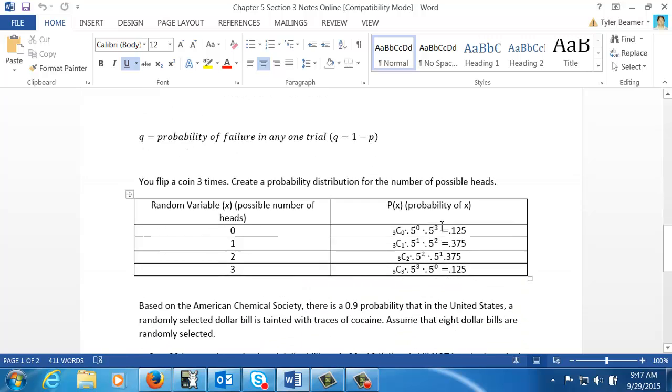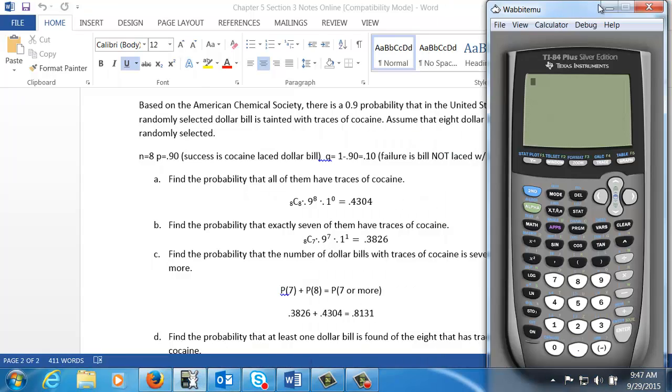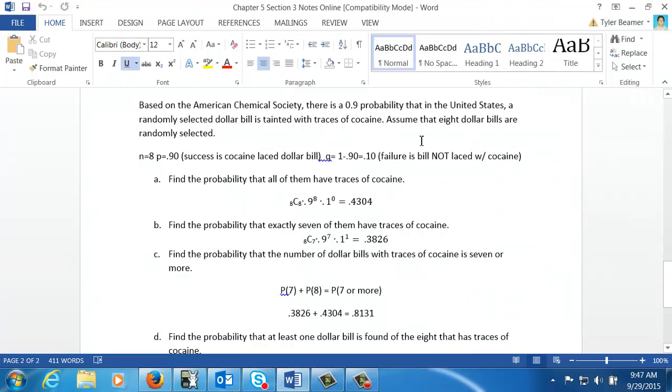Alright, so I'm going to go down here to this particular example and use that as the context for our problem. Based on the American Chemical Society, there is a 0.9 probability that in the United States a randomly selected dollar bill is tainted with traces of cocaine. Assume that 8 bills are randomly selected. So this is a binomial probability distribution. We've got success, failure. We also have a fixed number of trials.